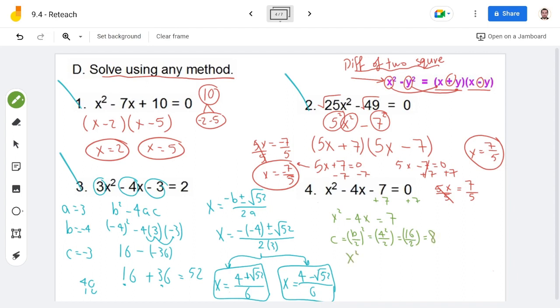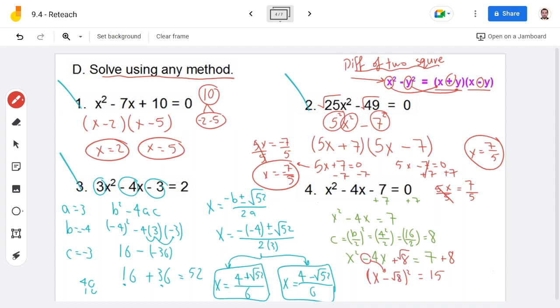So now x squared minus 4x equals 7. I have to add 8 to both sides, so plus 8 here, plus 8 here. Now factor this. How can I factor this? First, 7 plus 8 is equal to 15. Now this one, as I told you, is squared, always x here. What's the sign here? It's negative. What's the square root of 8? Square root of 8.